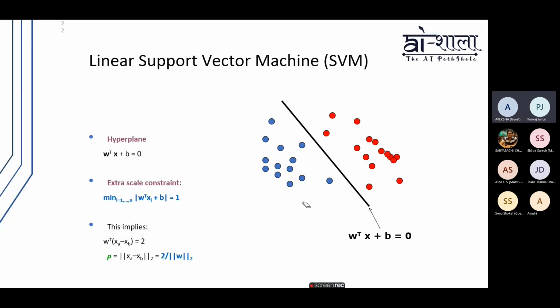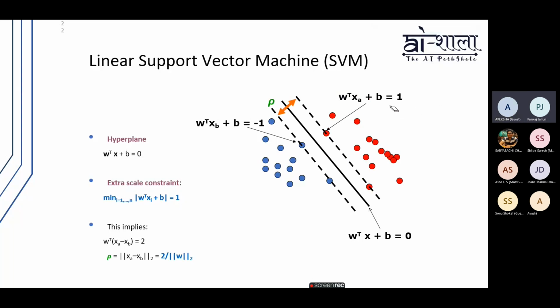Now, this is the WTX plus B equation. What we want to find out is this equation minus 1 and the second equation plus 1. For 2D, it would be W1x1 plus W2x2 plus B, for 3D and so on. So for multiple dimensions, you want to maximize this P, or I will call it rho. You want to maximize this rho variable, and you want to find out these two lines.